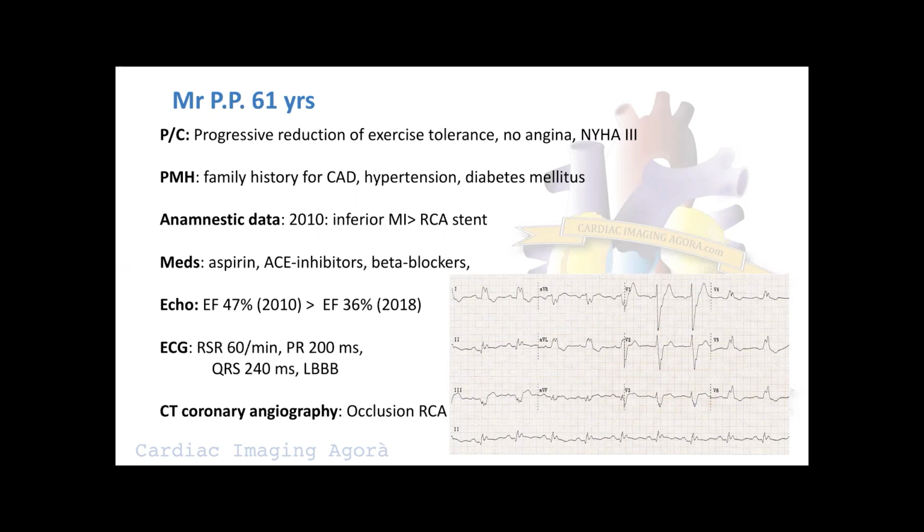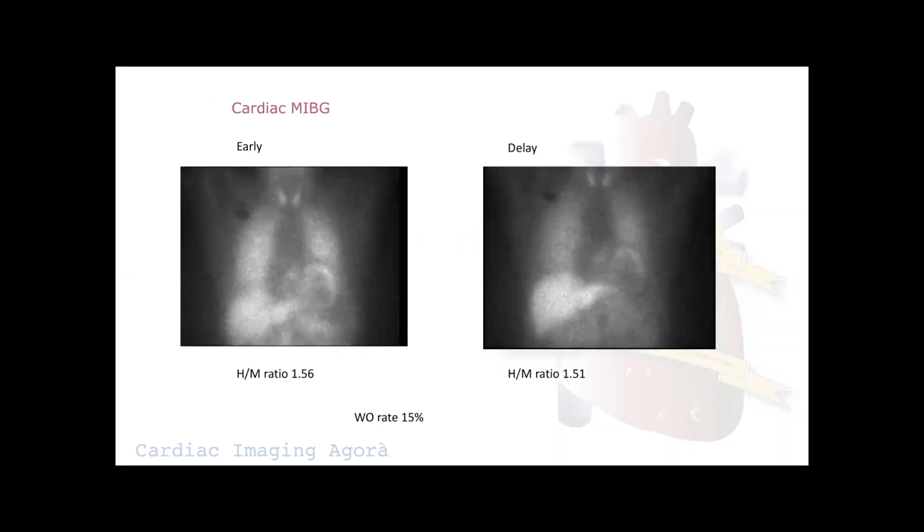He came to our attention for an echo evaluation, and we detected a reduction of ejection fraction from 47 to 36. So he was submitted to CT coronary angiography for the evaluation of coronary anatomy, and there is an occlusion of the RCA, while LAD and LCX showed no significant stenosis. At EKG, there is a LBBB. So we decided to submit the patient to MIBG, and you see that we found a heart to mediastinal ratio of 1.56 in the early images and 1.51 at delayed images, with a washout rate of 15%.